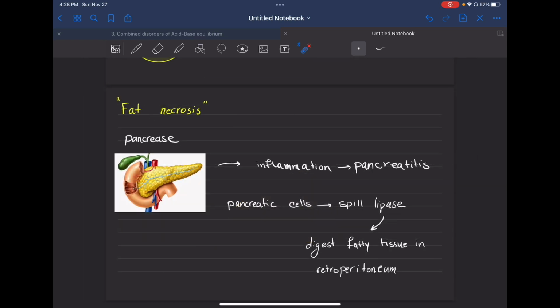Fat necrosis can happen in the pancreas too, and it can happen due to inflammation. We call it pancreatitis, which means inflammation of the pancreas. And when it happens, the pancreatic cells release lipase, which is an enzyme that digests lipids. As the name tells you, lipase is not lipids, ase is the enzyme. So it digests the lipids. And when it happens, it digests the fatty tissue in the retroperitoneum, which is close and adjacent to the pancreas. And that can make them undergo fat necrosis.